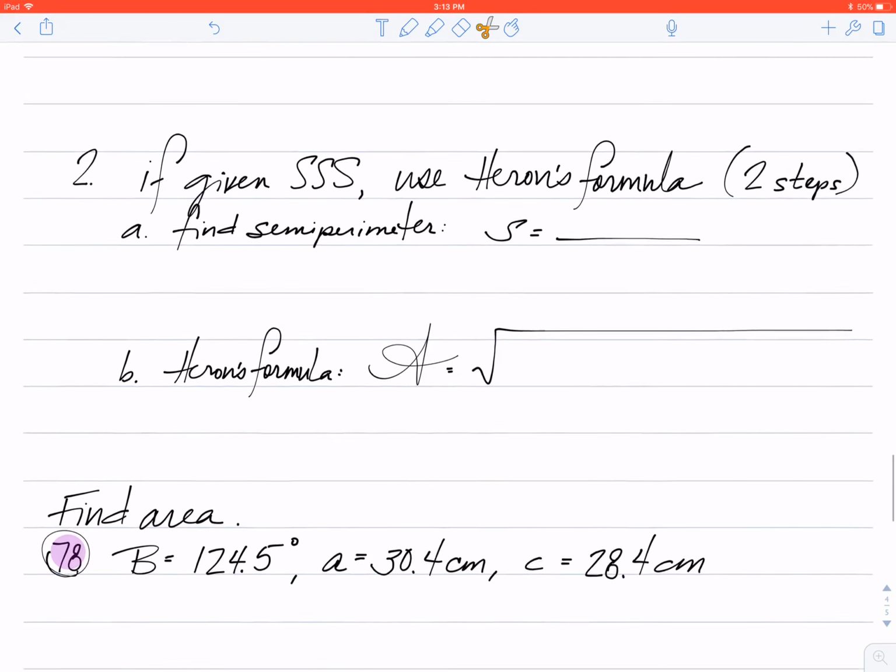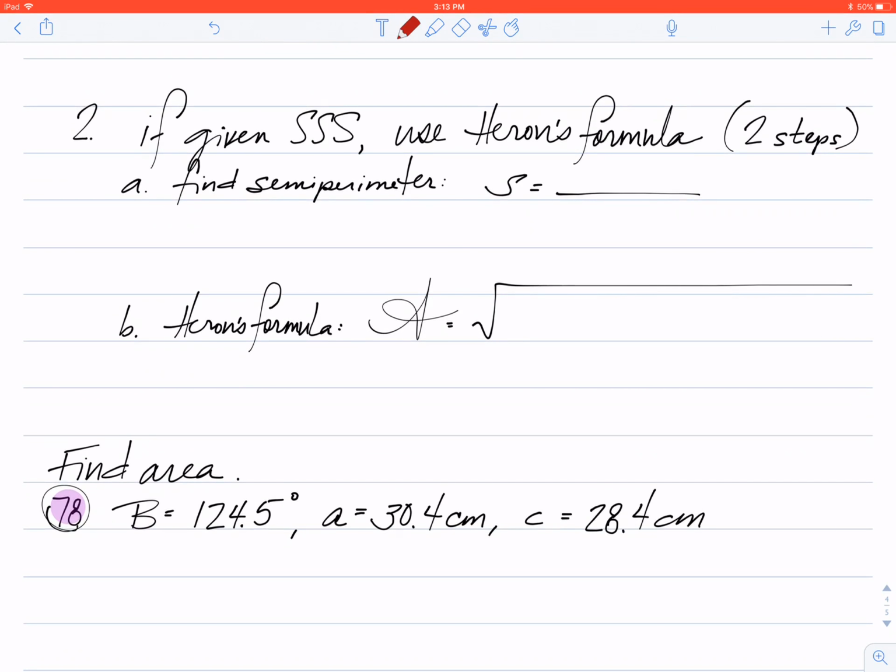The second type of area that you're going to be looking at is when you have all three sides given. And here you're going to use something called Heron's formula. This is a two-step formula. The first thing that you're going to do is find the semi-perimeter. You already know what perimeter means. That's just where I take my A plus my B plus my C. I add up all my sides. Well, semi-perimeter is half of that. So I'm going to add up all my sides, A plus B plus C, and then I'm going to take that sum and divide by 2. That's the semi-perimeter.